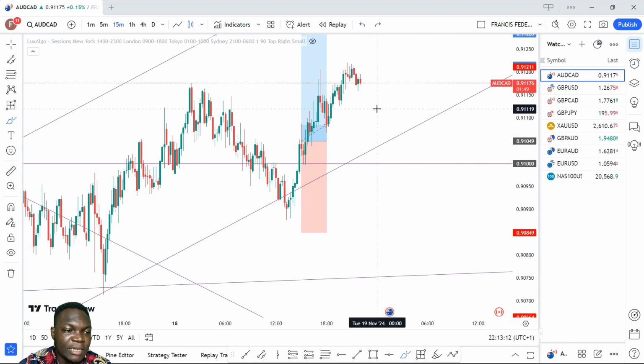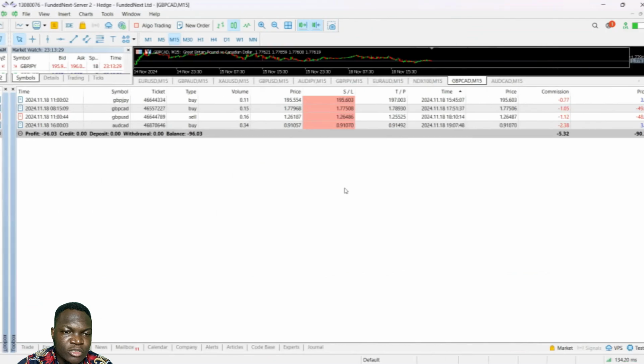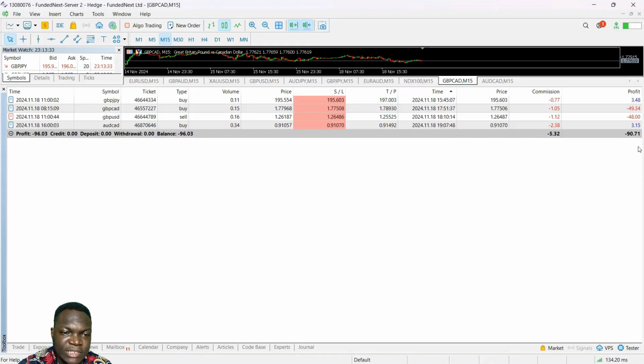So I just load my MT5 history for today so that I can see how today went. So this was my result for today, minus $90.71. And by the time you add the commission that was taken from the trade, it becomes minus $96.03. So this was what I closed today with, minus $96.03.